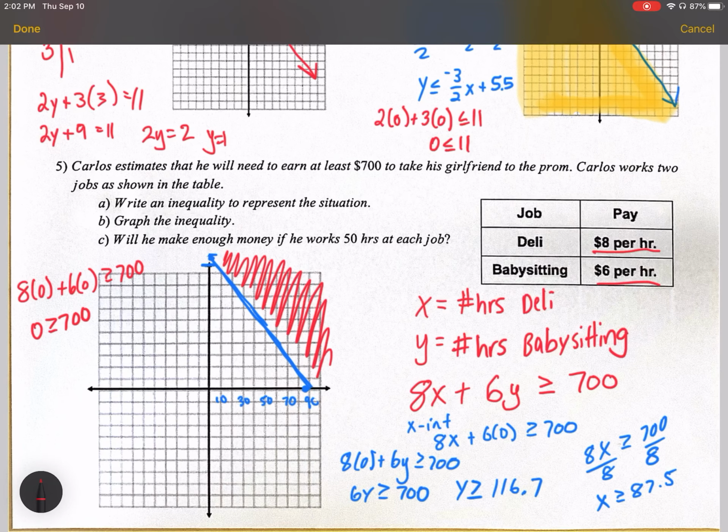So the next thing it asks is, will he make enough money if he works 50 hours at each job? Okay, so 50 hours at each job is going to be right here. And it looks like it's right on that line. And so if it's on the line and it's a solid line, then it is a solution. So he should have enough money. And we could check that by plugging 50 in for x and for y and seeing if that is greater than or equal to 700.